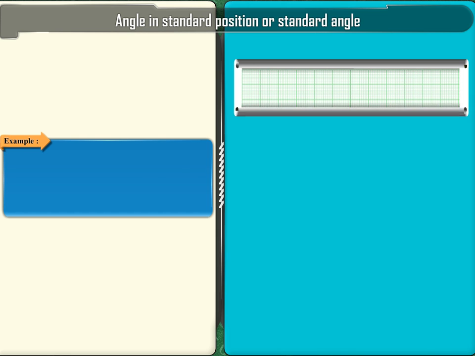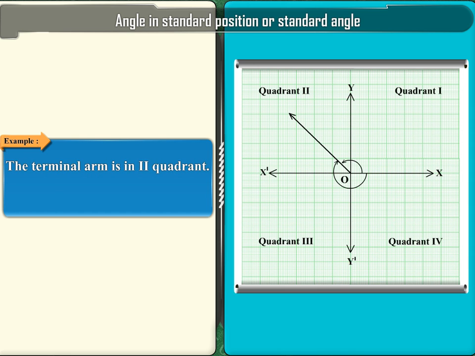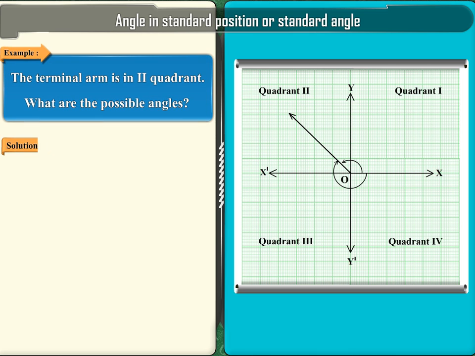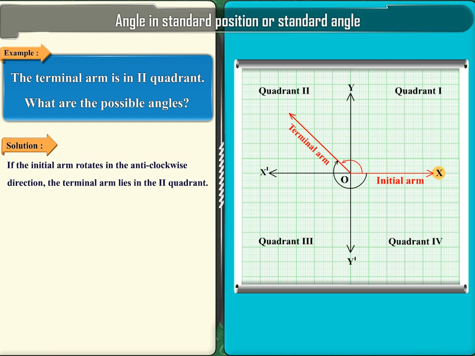Example. The terminal arm is in the second quadrant. What are the possible angles? Solution. Here, the initial arm can rotate either in the anti-clockwise direction or in the clockwise direction. If it rotates in the anti-clockwise direction and the terminal arm lies in the second quadrant, then the measure of angle will be between 90 degrees and 180 degrees.